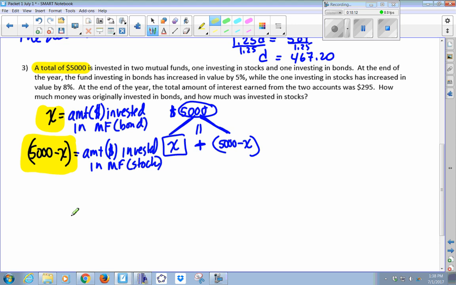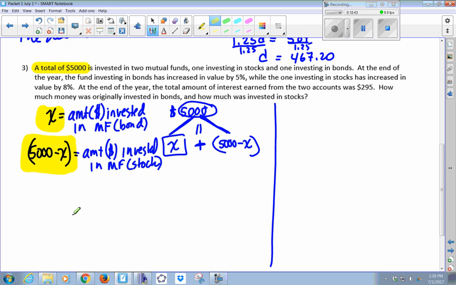All right, so the first part of the problem just deals with the number of dollars invested. That's it. The second part of this problem deals with this concept of interest. It says at the end of a year, the fund investing in bonds has increased by a value of 5%. That means you've earned some interest on that money that you've invested, while the mutual fund that invested in stocks has increased by a little more, 8%.